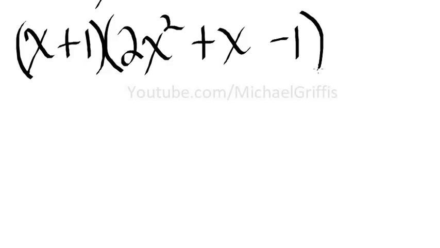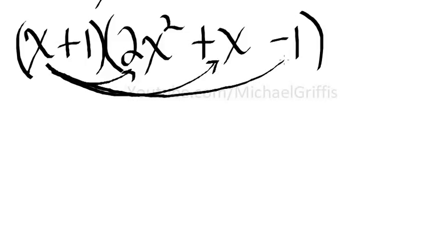Let's do that. X plus 1. Alright, so we're going to add an extra term into this. See if you can figure it out. Okay, so once again, we go through all the combinations. That is, we take the x, multiply it by 2x squared, then we'll multiply it by the next term, and then the next term. And of course, we do the same thing with the 1, multiplying that by each one of these terms.